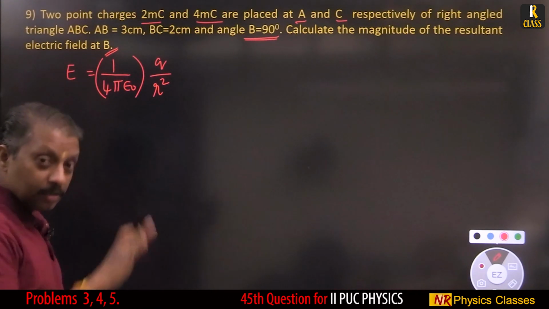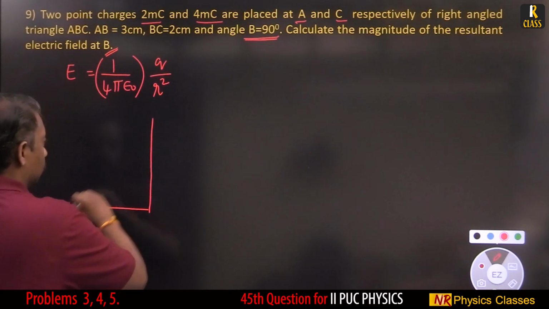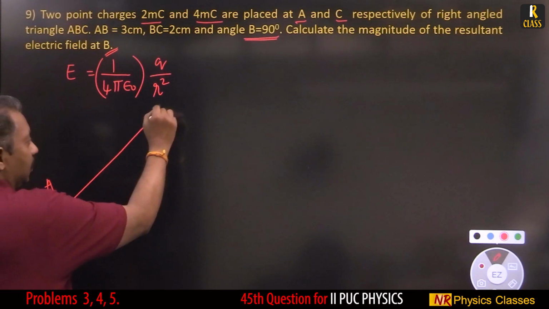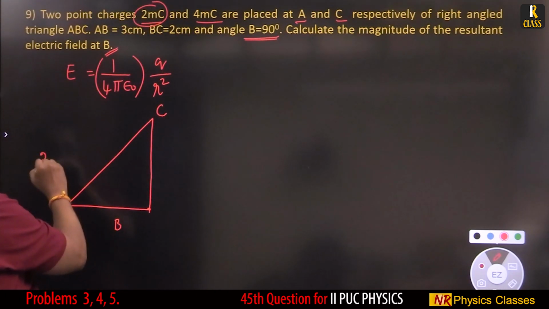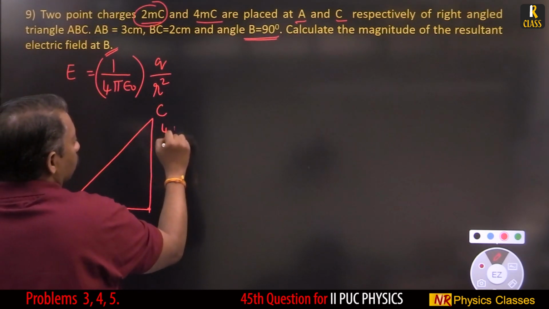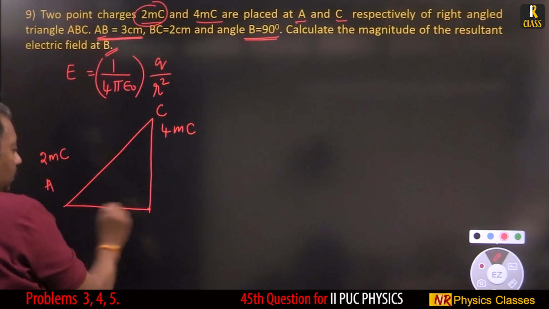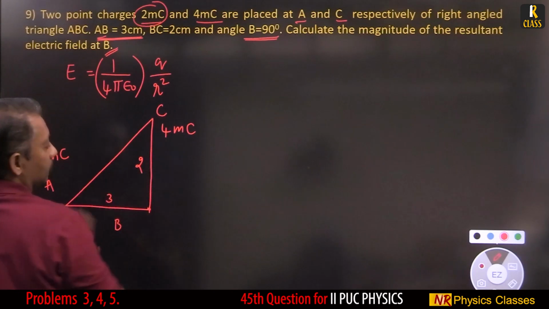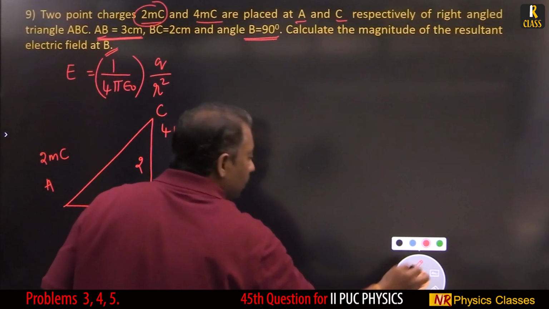Scale, pencil, eraser, draw neatly. Okay. Let this be the right angle triangle. So this is B. This is A. C. A charge is 2 millicoulomb. C charge is 4 millicoulomb. Done. After that, AB. AB is 3 centimeter. BC. BC is 2 centimeter. Calculate the resultant electric field at B.